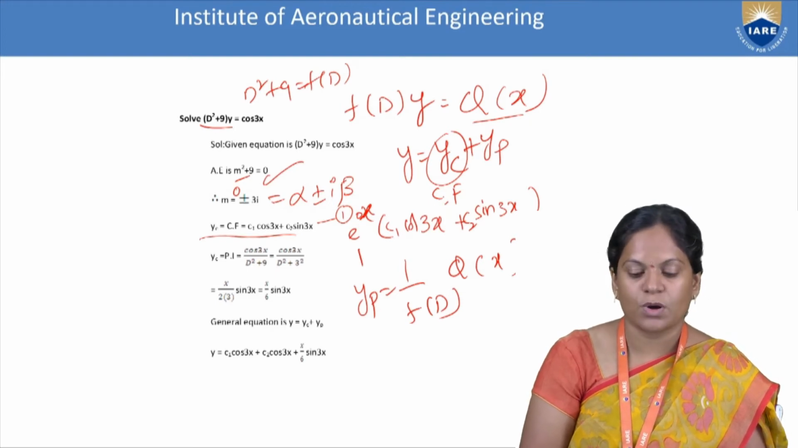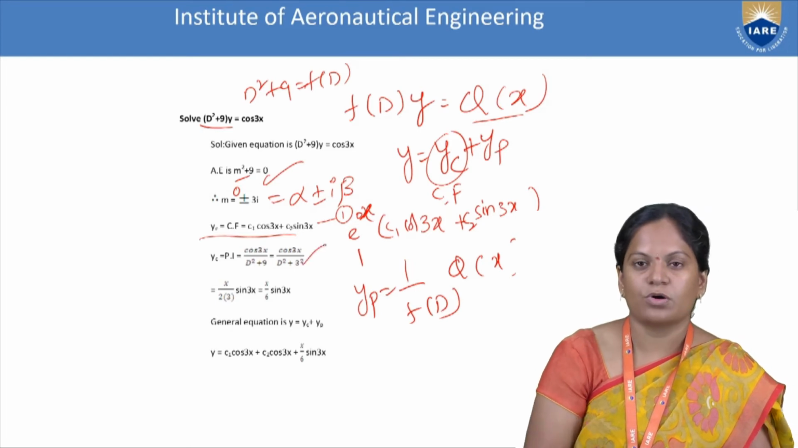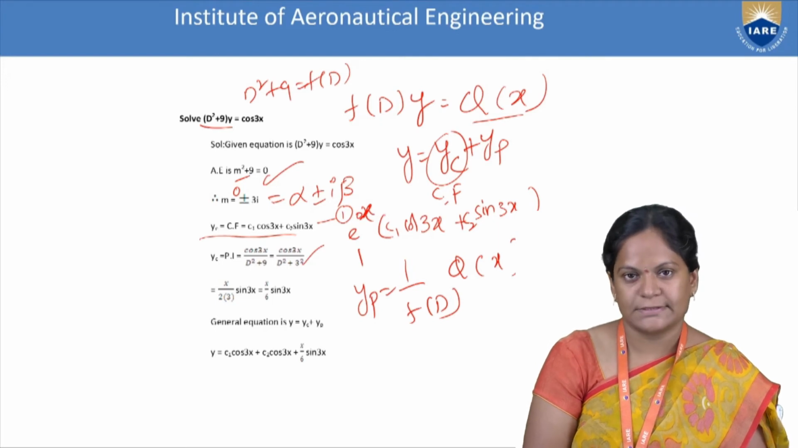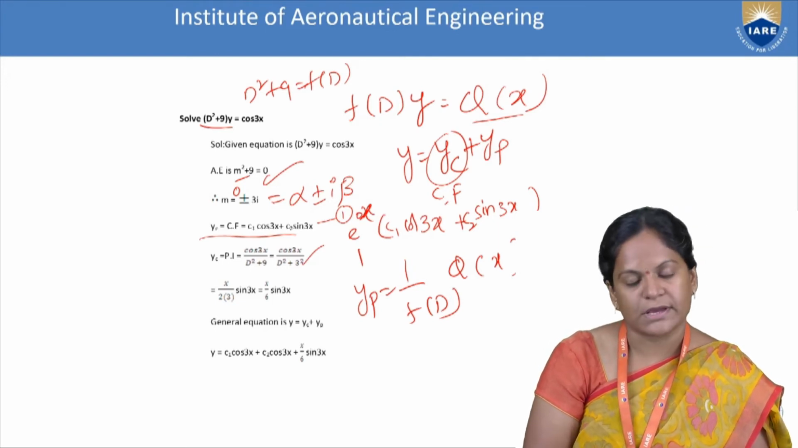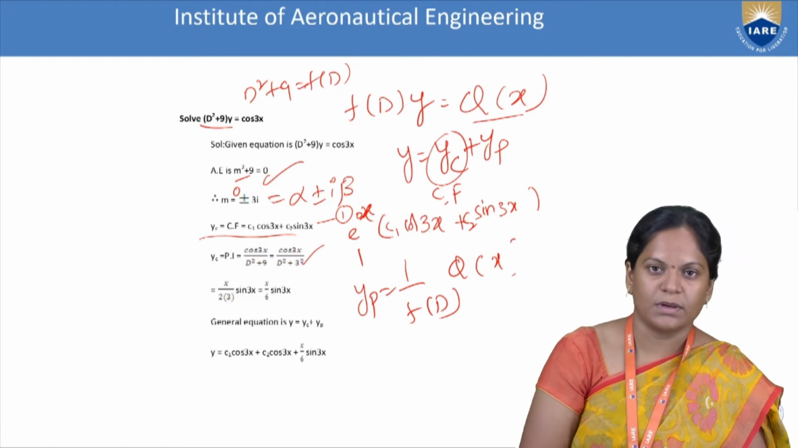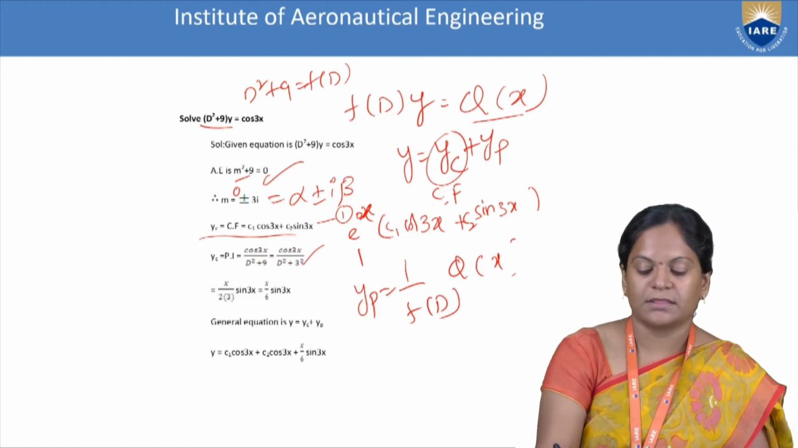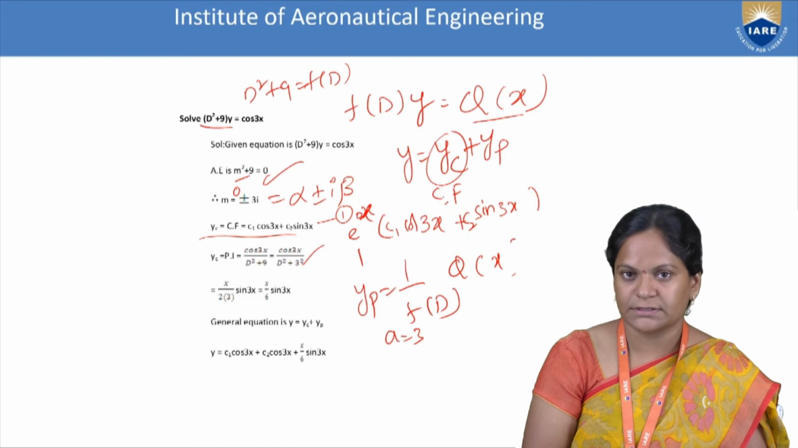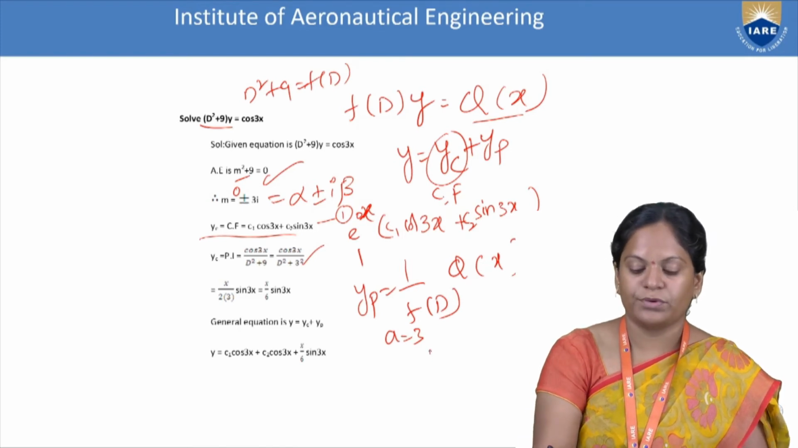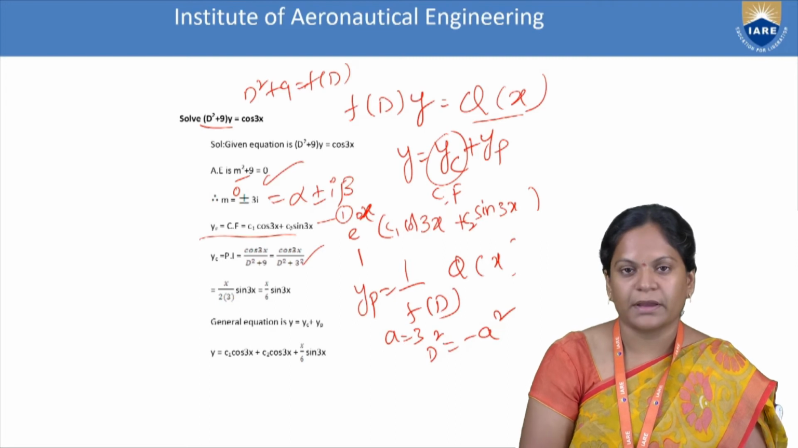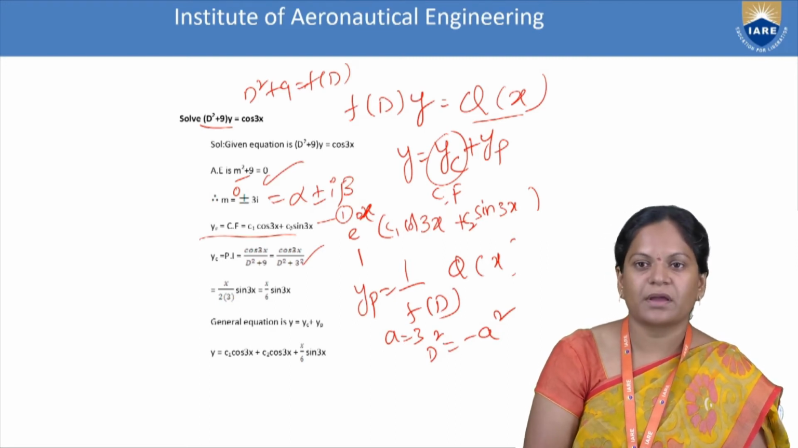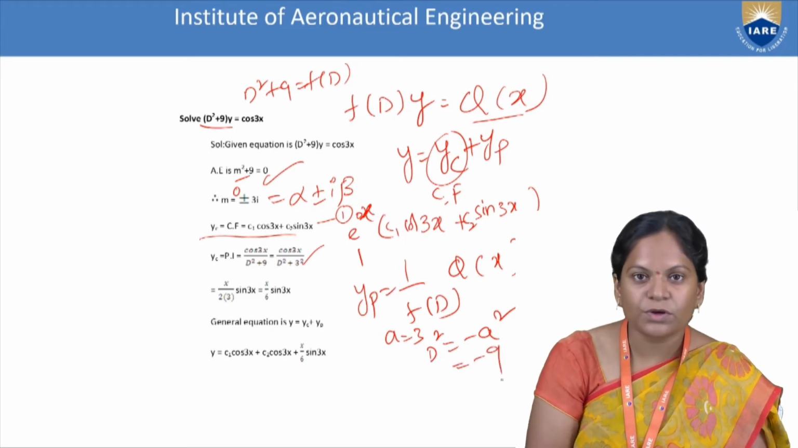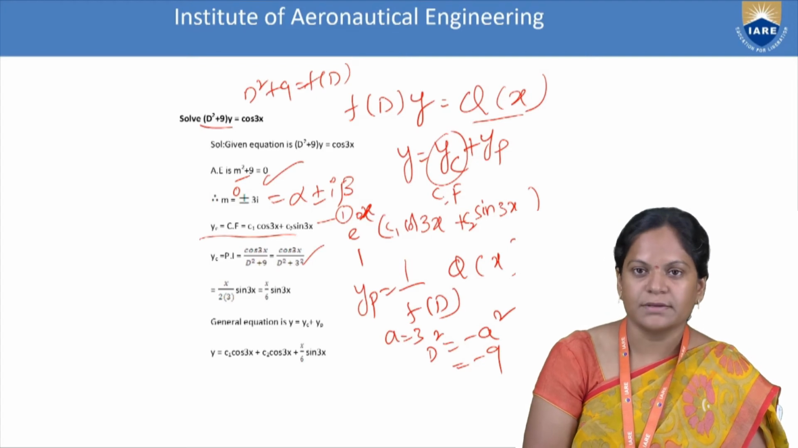Here q of x is cos 3x. So we take the form cos 3x by f of d, where f of d is d square plus 9. If q of x is either sin ax or cos ax, we follow the same method. Here a is nothing but 3. In this case, we have to replace d square with minus a square. Here a is 3, so minus a square is minus 9. In place of d square, we now replace minus 9.